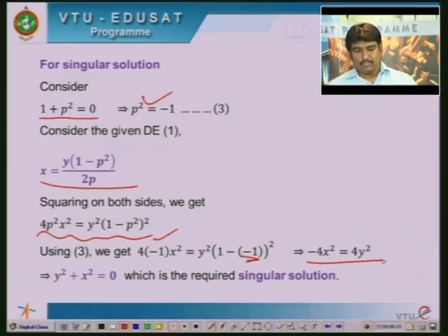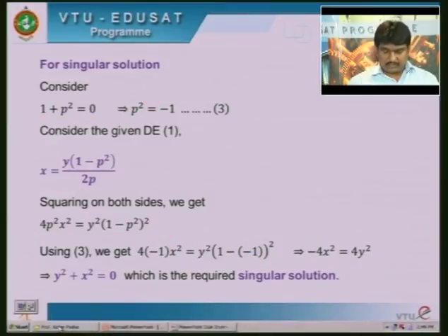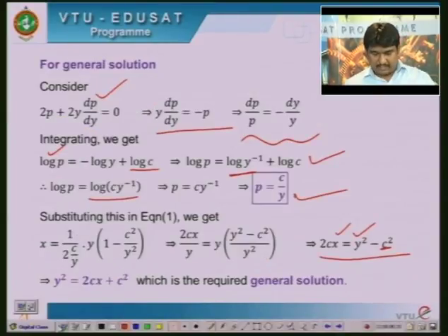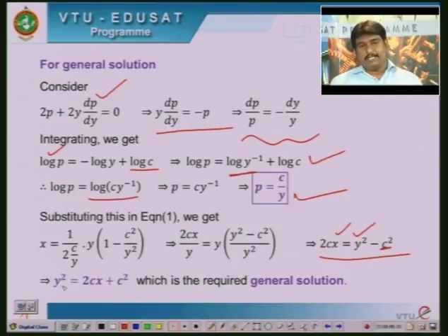This is method 1. Now what is method 2? For method 2, we have to consider the general solution. Let me go to the previous slide. Yes, the general solution is y square equals 2cx plus c square. You differentiate this with respect to c, treating x and y as constant. You will get 0 equals 2x plus 2c, and substitute it in the given differential equation. You will get x square plus y square equals 0 as expected.